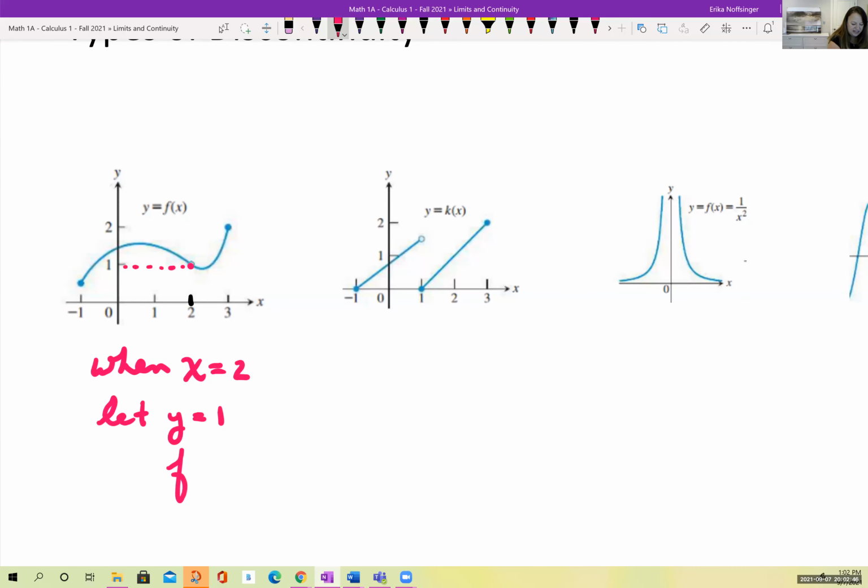Or another way to write that is f of 2 is equal to 1, right? If I did that, if I define that with this function y equals f of x, then notice that that point is no longer an open circle there anymore. And it's solid. And so this type of discontinuity is called a removable discontinuity.